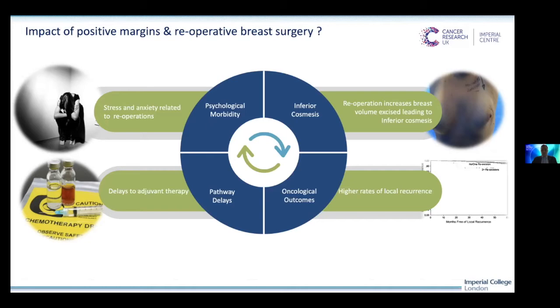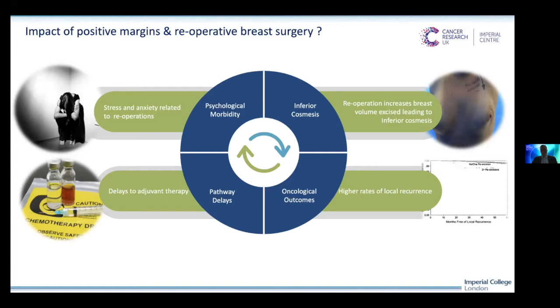If we go back and do further surgery to the breast and take more tissue away and still try and conserve the breast, we know that it leads to inferior cosmesis with greater volume. Each time you're taking more and more tissue away, the worse and worse the breast will appear, and that has an impact on quality of life.